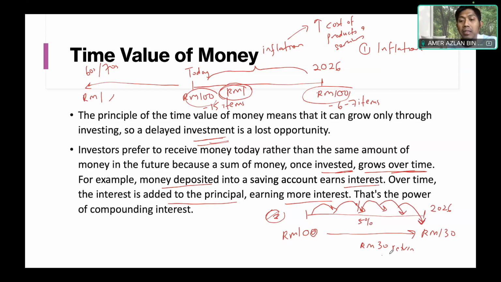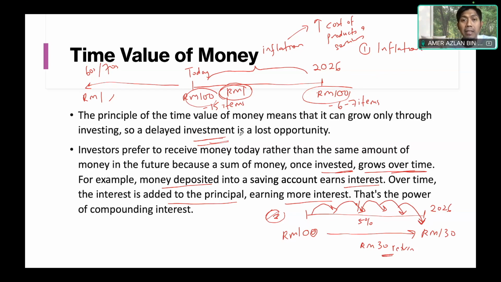So you would enjoy a 30 ringgit of return. That is time value of money. So two reasons. Why is money worth more today than the same amount of money in the future? Because of two factors. Number one, because of inflation factors. Because of inflation, the price of goods and services will tend to rise, which eventually reduces our purchasing power.